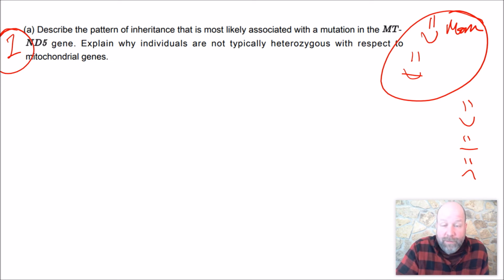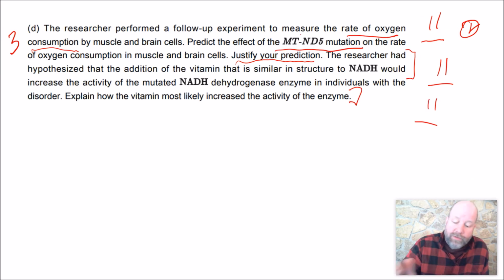Mitochondrial genes, you don't get them from both parents, you don't have pairs of the chromosomes, so you can't really have two different versions like the nuclear chromosomes have. So really all you have to say for this is you don't usually have pairs of chromosomes for mitochondrial genes. All right, so now let's look at that hard one.